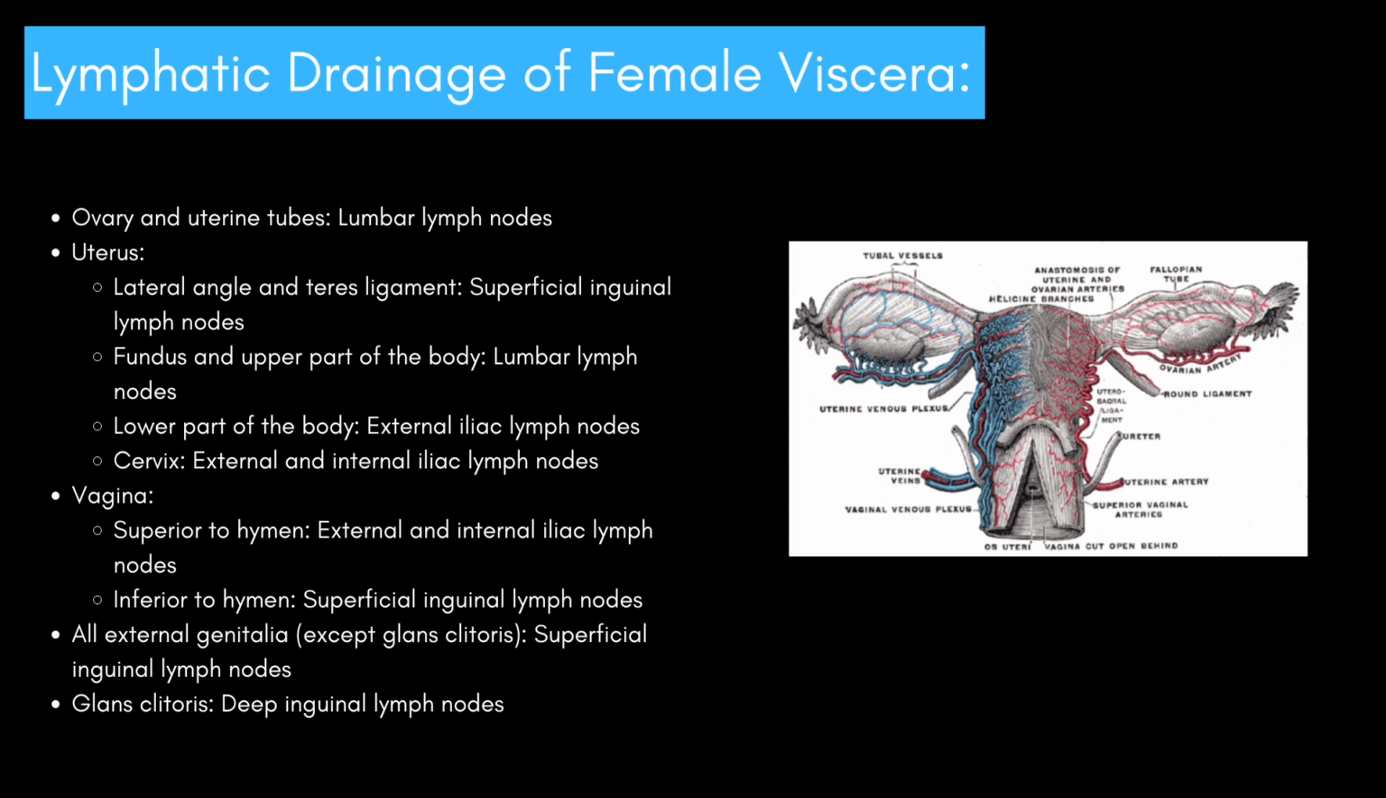iliac lymph nodes. Vagina, superior to hymen: external and internal iliac lymph nodes. Inferior to hymen: superficial inguinal lymph nodes. All external genitalia except glans clitoris: superficial inguinal lymph nodes. Glans clitoris: deep inguinal lymph nodes.